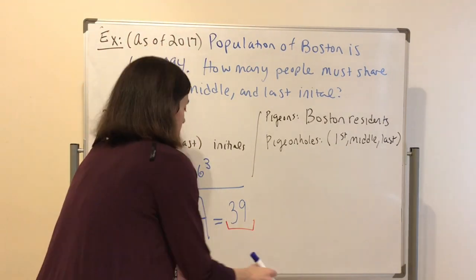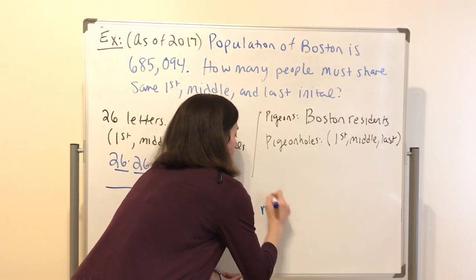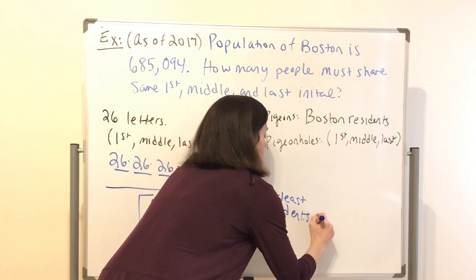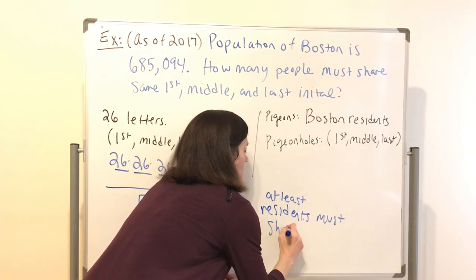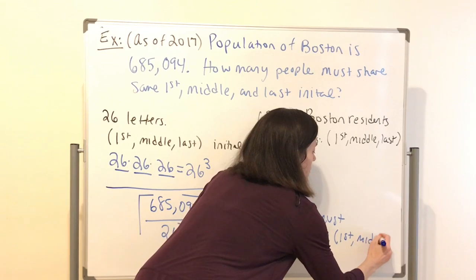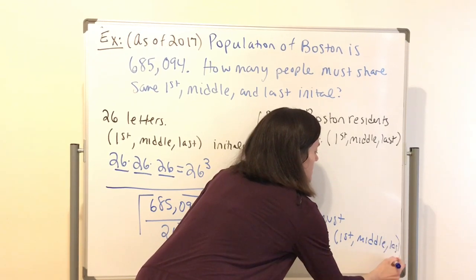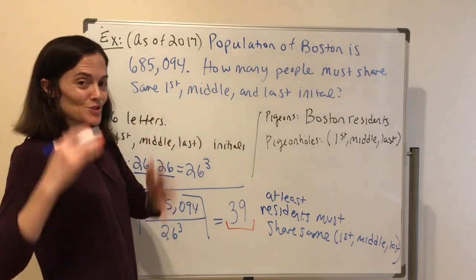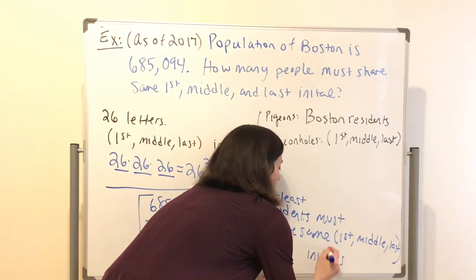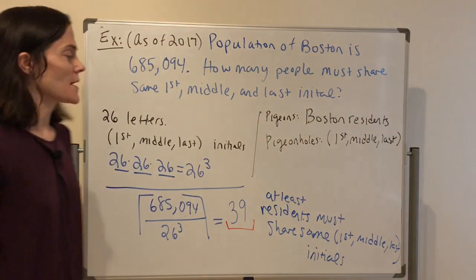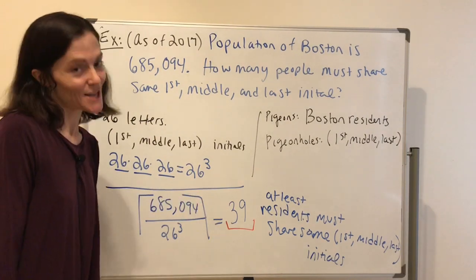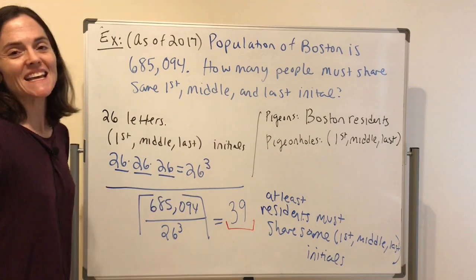At least 39 residents must share the same first, middle, last initial triple, or list of length 3, right? Initials. Now this doesn't tell us in particular which initials out of all of these are shared, but there's at least one such that 39 residents share that same first, middle, last combination.